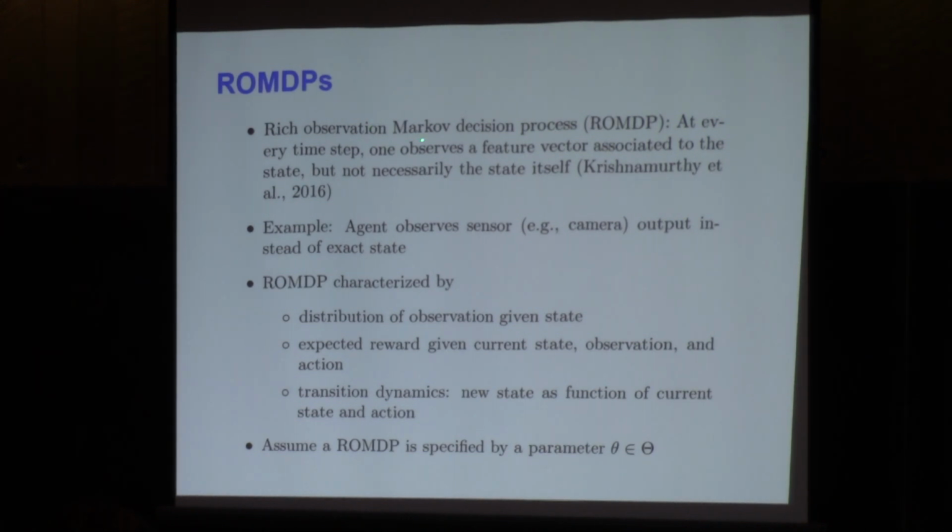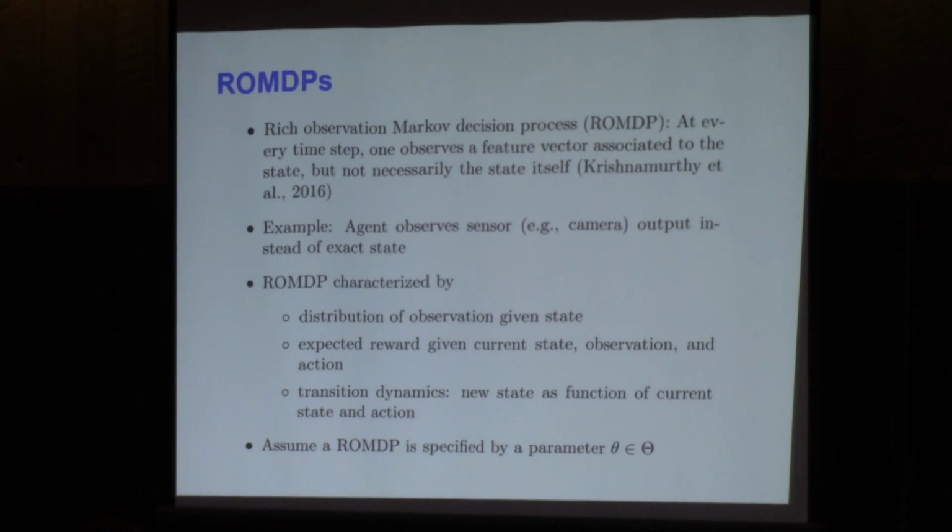So, in a ROMDP, at every time step, the agent observes a feature vector associated to the state, but not necessarily the state itself. So maybe the state is position and velocity, and the location of objects around you, but what you observe is an image from a camera, something like that. That would be the observation vector, the feature vector. A ROMDP is a generalization of an MDP, and it's characterized by three things: the distribution of the observation given state, the expected reward given the current state, observation, and action, and the transition dynamics, the next state as a function of the current state and action.